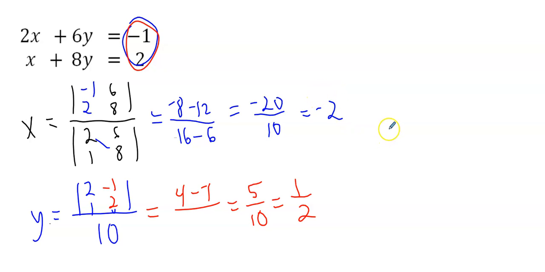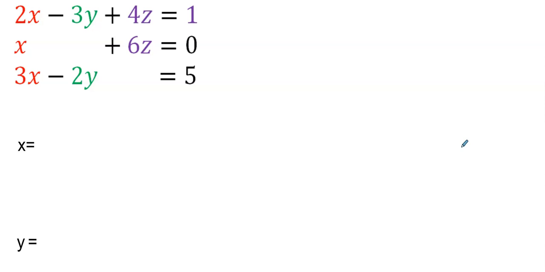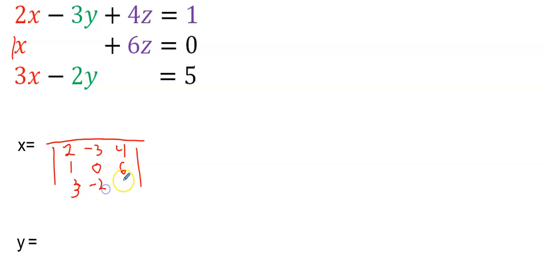And so we get an answer of -2, comma, 1/2 for my x and y. Okay, here we go. So let's try this. It works also with this. So this one's going to be interesting because in the denominator, if I do the coefficients, I get 2, -3, and 4. That's easy. This one's 1, so 1. I guess it's 0 and 6. 3, whoops, 3, -2, and 0. So there are a couple zeros in there.